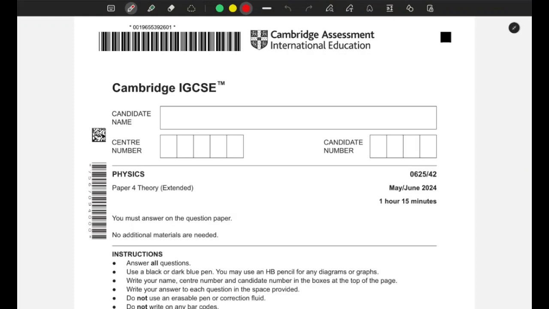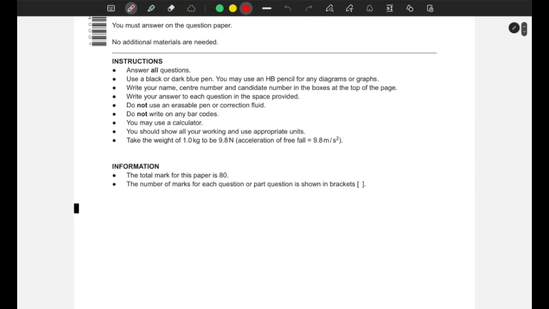So recently I've been doing the past papers for IGCSE Physics for the May June 2024 series. Last time I did paper 41, so if you want to watch that one, it will be linked down in the description below. Today I'll be doing the IGCSE Physics May June 2024 paper 42. So let's start with the first question.